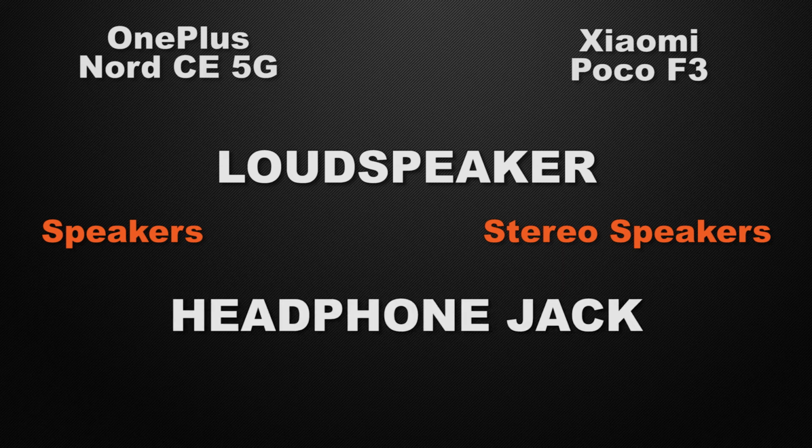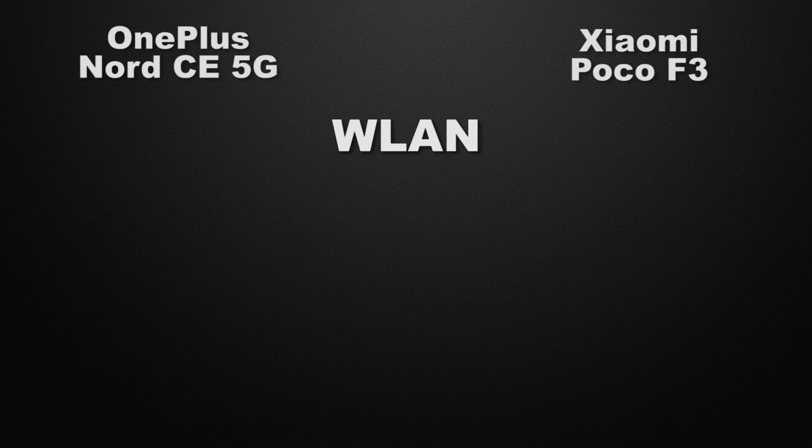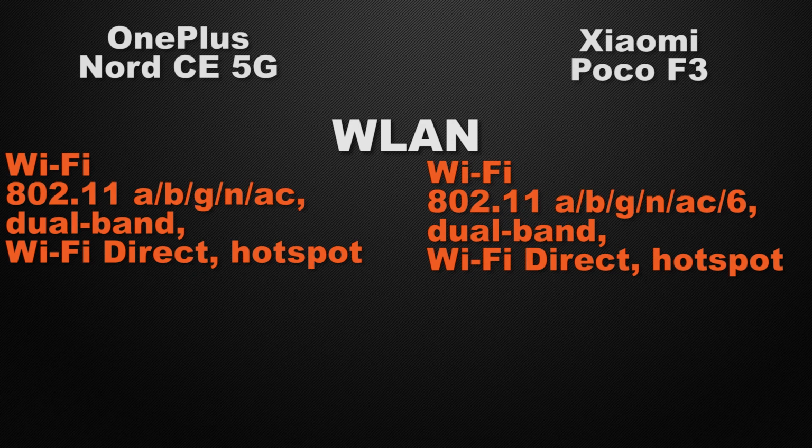And about the headphone jack of the devices, Nord has a 3.5 mm headphone jack, whereas F3 does not have one. So the winner here is Nord. Moving to the communication chips in the devices, starting with the WLAN of the devices. Both of the devices come with Wi-Fi AC, dual band Wi-Fi, Wi-Fi direct and hotspot, but F3 has the 6th generation of Wi-Fi which provides more speed and better signal range. So the winner here is F3.